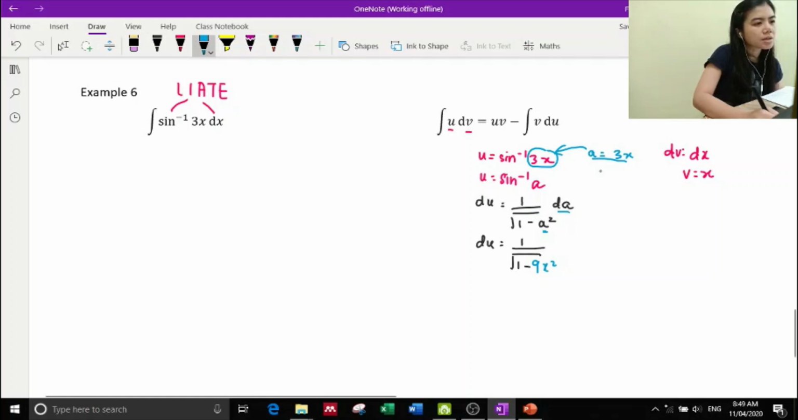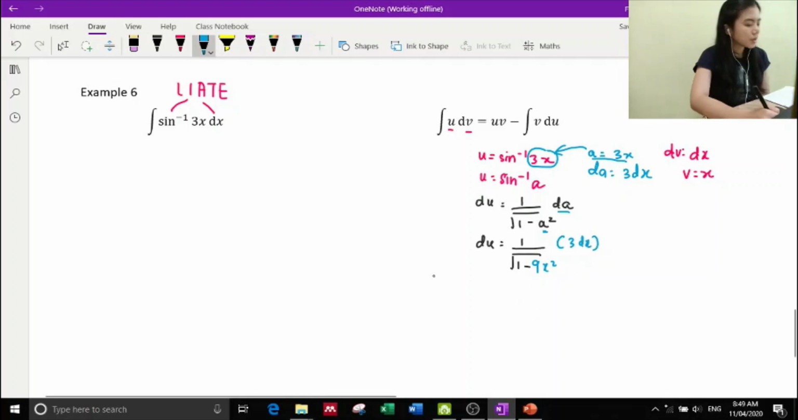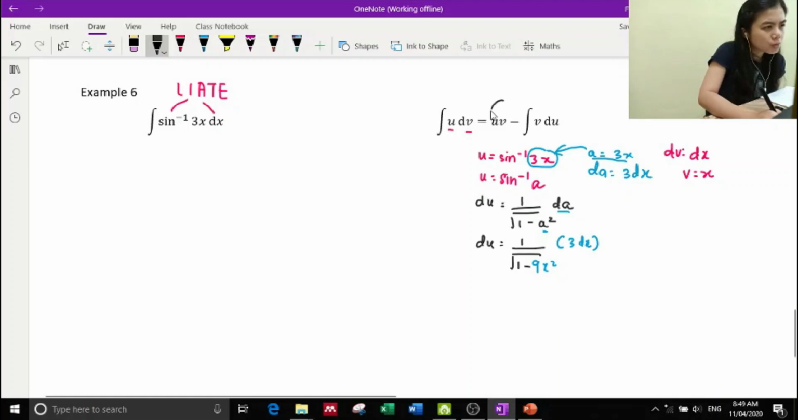So what is our dA? You have to differentiate from here. So you have your dA, and it's 3 dx. So this one is 3 dx. So this is our du. Okay, so let's just substitute whatever we have into this formula.